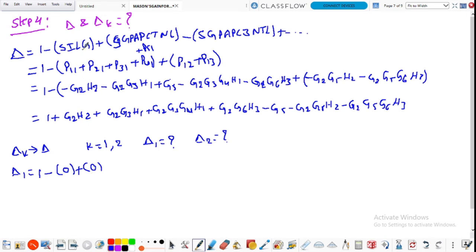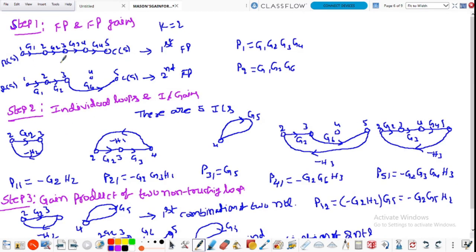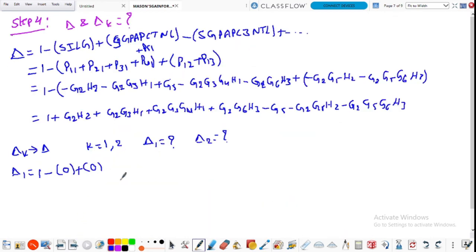So now calculate the sum of the individual loop gains. This is the first forward path. In this first forward path, all these loops are touching the first forward path 1. So what is the meaning of delta K? There is no part of the graph which is not touching the first forward path 1. All the loops are touching this forward path, so there are no individual loops and no individual loop gains. So that is 0, and delta 1 is equal to 1.